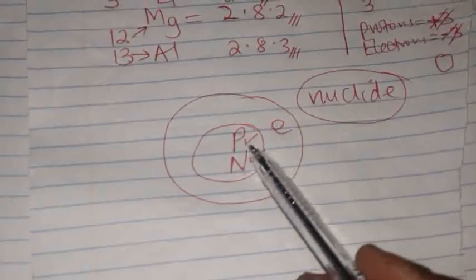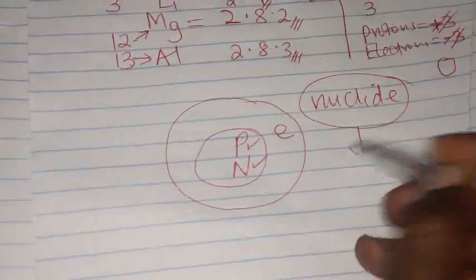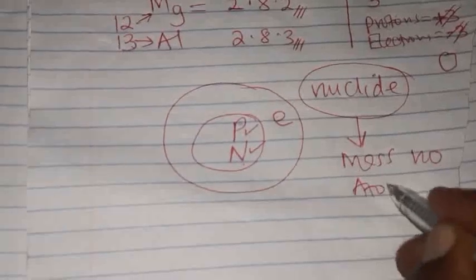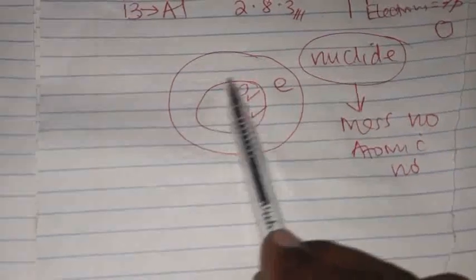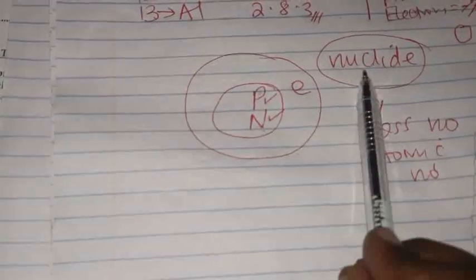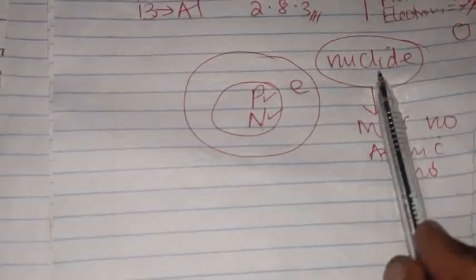Okay, a nuclide is represented by its mass number and atomic number. Look at this. I've said a nuclide is a particular nucleus of an atom that is characterized by a particular number of protons and neutrons. Why? Because protons and neutrons are found inside the nucleus. So this particular nucleus that is characterized by these protons and these neutrons is referred to as a nuclide. And if you want to represent a nuclide anywhere, you're going to use, one, the mass number, two, the atomic number. Let's use this example.